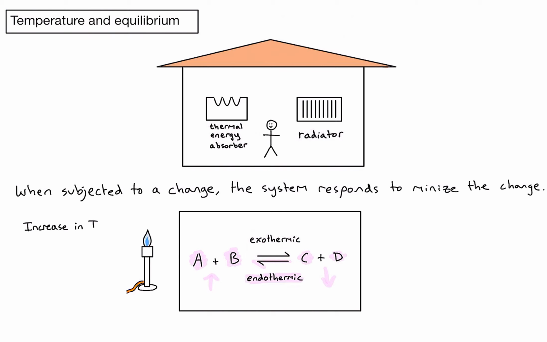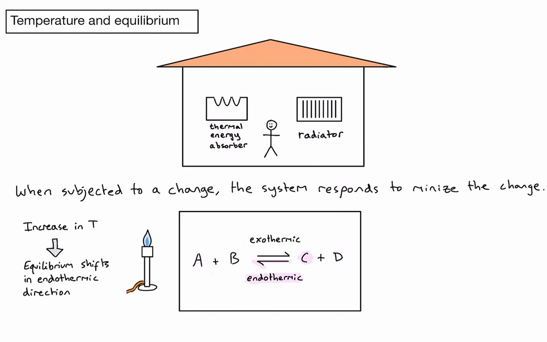So overall, what's happened? Well, if I increase temperature, my equilibrium is going to always shift in the endothermic direction. And that might be forwards, might be backwards. In this specific example, it's that backwards reaction. That's the important one.